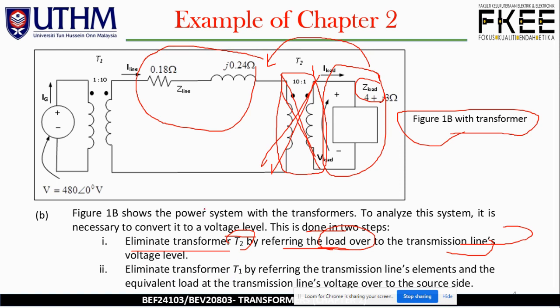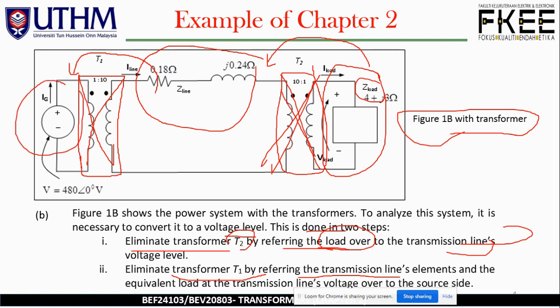The second step is to eliminate transformer T1, after we are done with the first equivalent circuit. The whole thing is transferred again, crossing over T1 to the supply side, eliminating T1 at the same time. So we eliminate transformer T1 by referring the transmission line elements and the equivalent load at the transmission line voltage over to the source side, the supply side.